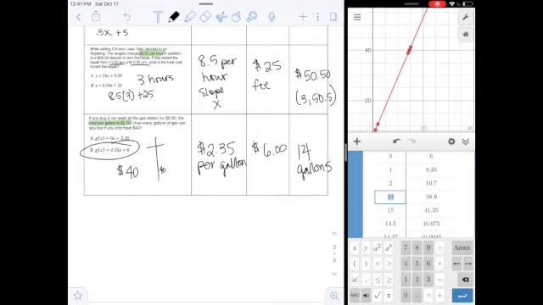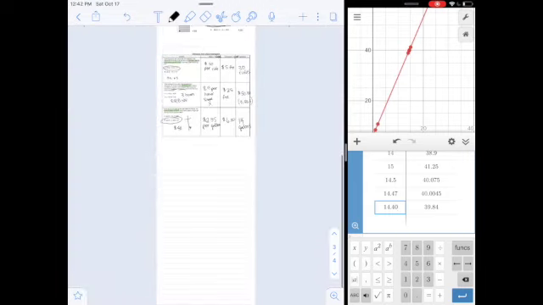Now I know gallons of gas can have decimals, so approximately without going over, right? Without going over, we would probably have to stick with our 14.35. Let's do 40. So about 14.4 gallons of gas, but we're going to stick with our 14 to keep it a whole number.